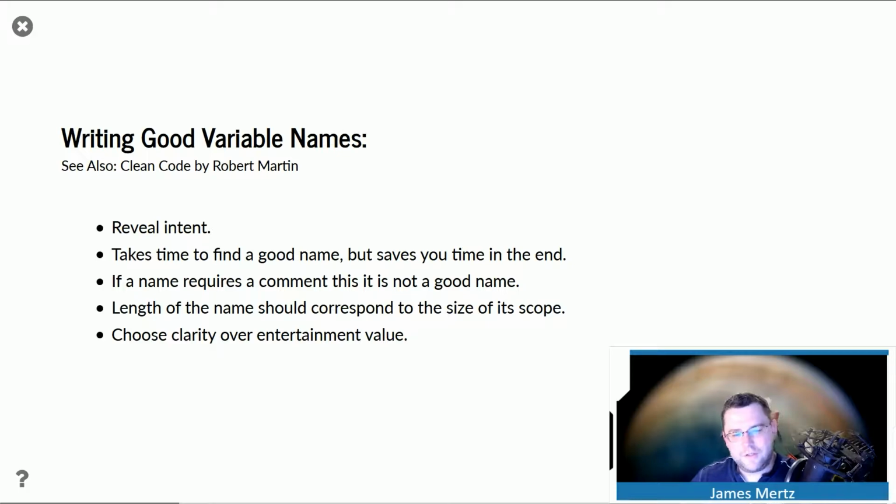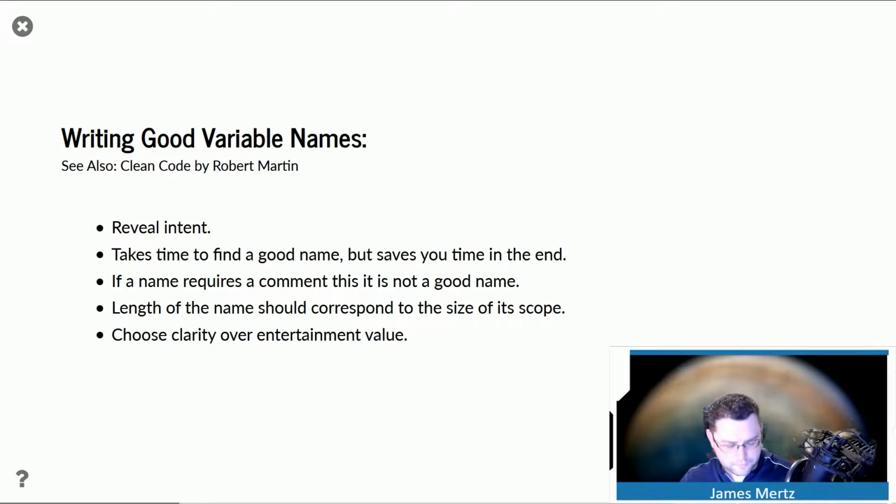The next thing you should think about is if a name requires a comment, and we'll talk about how to make a comment in a little while, but if it requires a comment or an explanation, then that's not really a good name. You shouldn't be using that. The length of the name should correspond to the size of its scope. This isn't necessarily easy to understand, but when I say scope, I mean how much within the script is it going to be used.